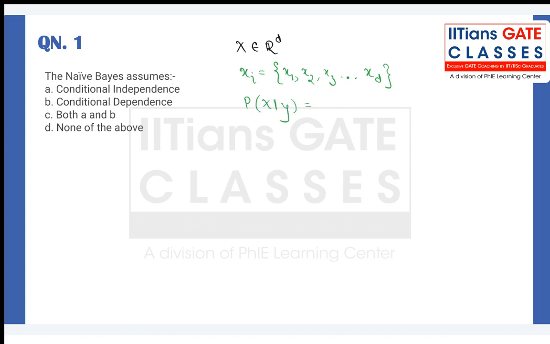it says that you can do something like this, which is conditional independence, which means it assumes that you can calculate the probability across each different feature given the label y, and then you can take a product of them to find out your final value of the likelihood, which is p of x given y. So naive Bayes assumes something we call conditional independence.